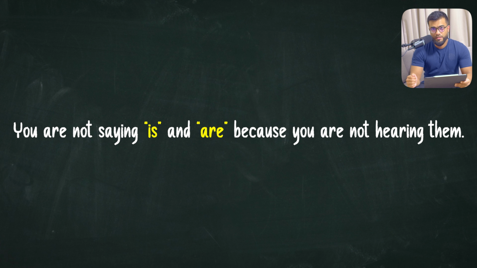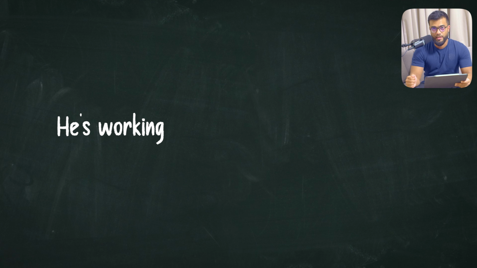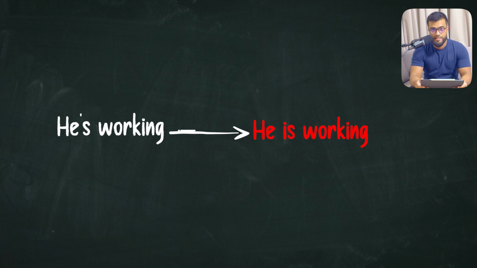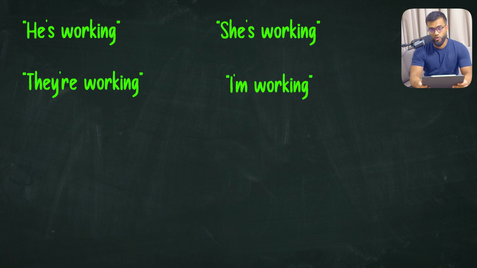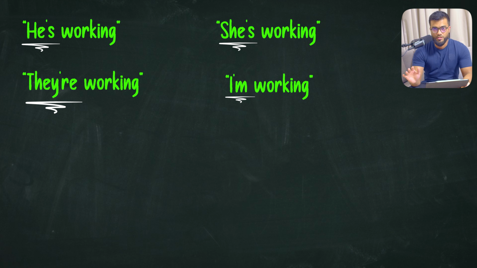When a native speaker says he's working, they don't say he is working slowly and clearly. They say he's. Listen carefully. He's working. She's working. They're working. I'm working. The verb to be is still there, but it's squeezed onto the subject. He, she, they, and I.